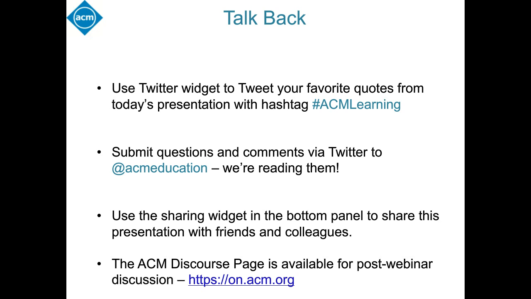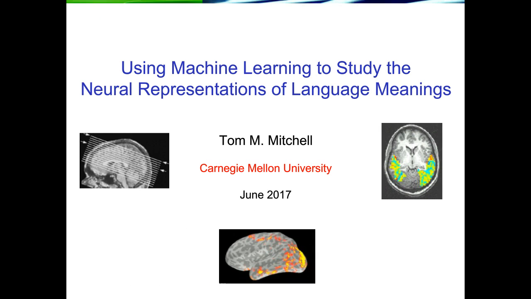Today's presentation is using machine learning to study neural representations of language meaning by Tom Mitchell. Tom is the E. Fredkin University Professor at Carnegie Mellon University, where he founded the world's first machine learning department. His research uses machine learning to develop computers that are learning to read the web and use brain imaging to study how the human brain understands what it reads.